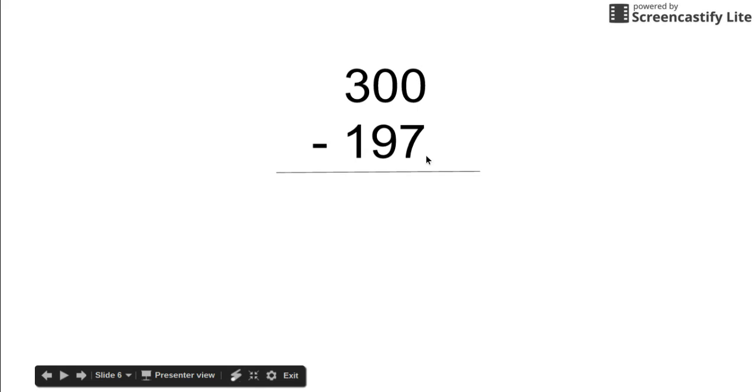So if we look at our problem 300 minus 197 and we start to subtract, we notice that right here in the ones place, I need to take away 7 ones. I need to take 7 ones out of this 300, but I don't have any ones to take out. So normally in a problem like this, you would go to the tens place and you would say to yourself, I need to break up one of these tens, but I don't have any tens. So I have to go all the way to the hundreds place. I know I have 300. That's the value that I have.